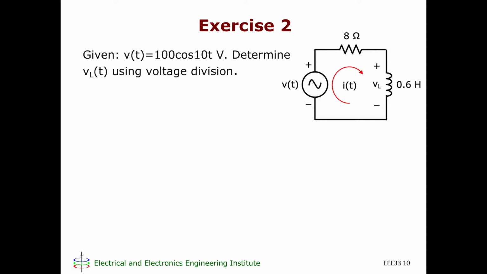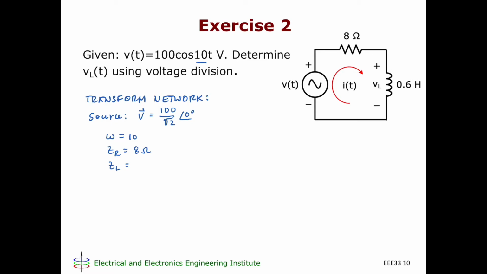So what do I want to do first? I want to transform the network to its frequency domain equivalent. So for my source, I have V is equal to 100 over the square root of 2 at an angle 0 degrees. Now my omega is equal to 10. ZR would be simply 8 ohms, and ZL would be j omega L, which is j times 10 times 0.6, or j6 ohms.